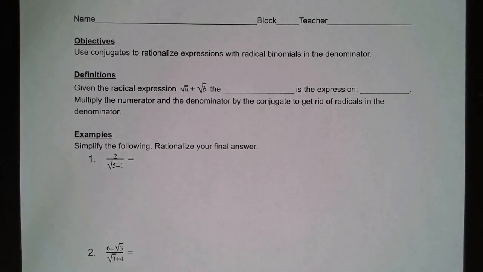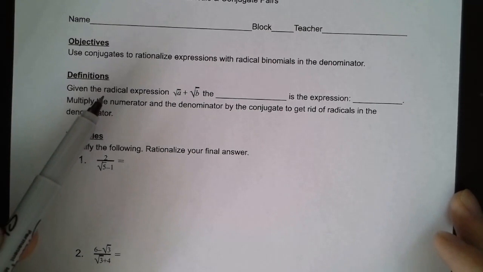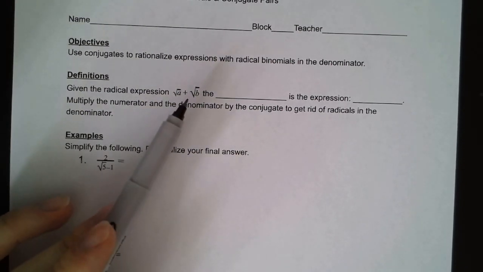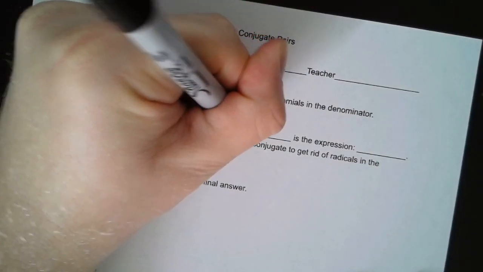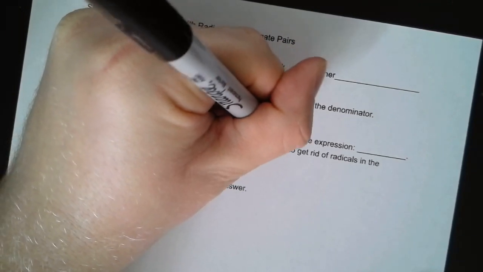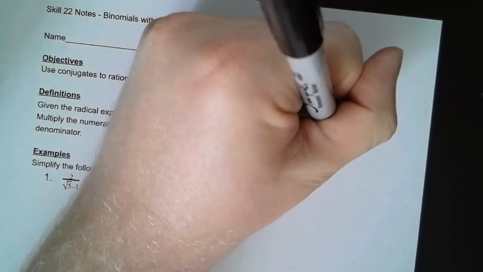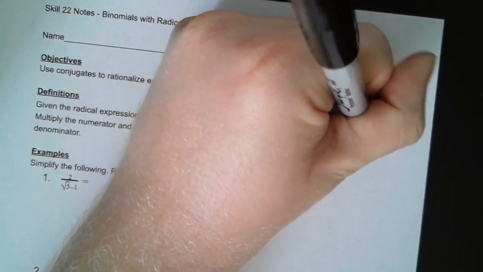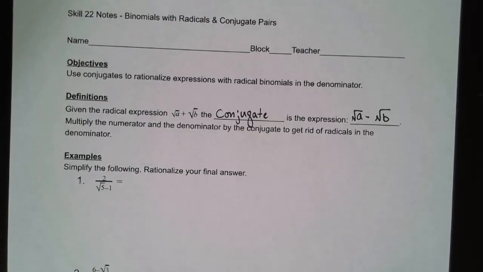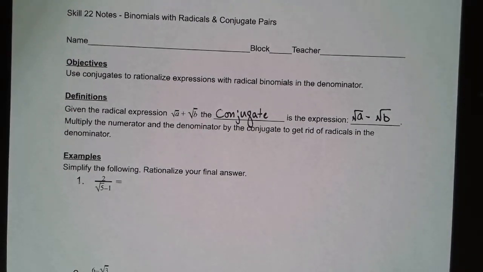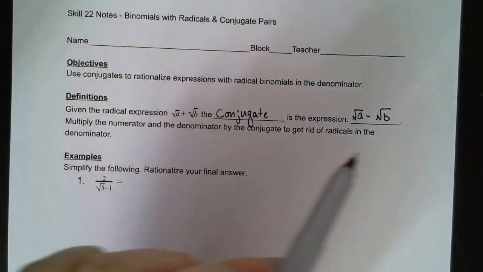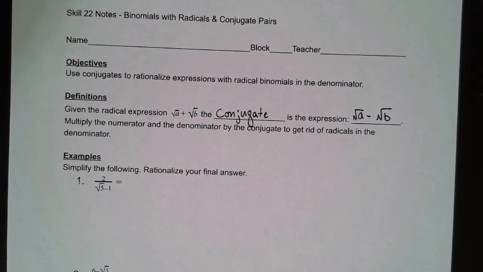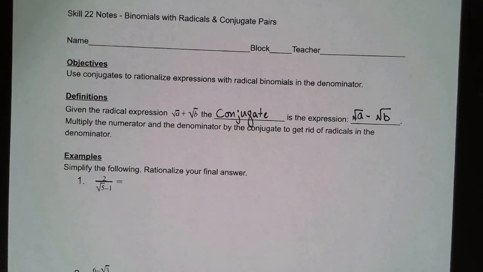So we have a definition for what we're doing here. Given the radical expression, the square root of a plus the square root of b, the conjugate is the expression square root of a minus the square root of b. Now, I think we learned about conjugates back when we talked about complex numbers, and it's the same idea. We just changed the sign between the two terms. Now we are using the same idea with radical expressions.